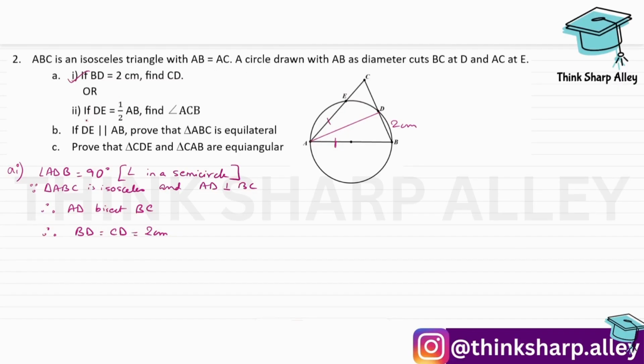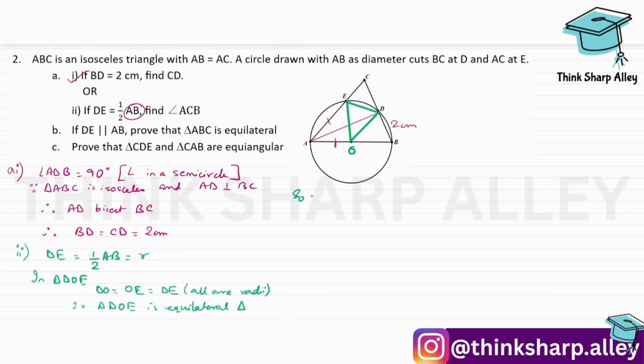Now comes the fun geometry part. Here we have DE as half of AB. But what is AB? Isn't it our diameter? So half of the diameter means DE is equal to the radius. And let us join D and E with the center. Let's mark the center as O. So DE is also a radius, OE and OD are also radii. So triangle DOE becomes an equilateral triangle. So angle DOE is equal to 60 degrees.